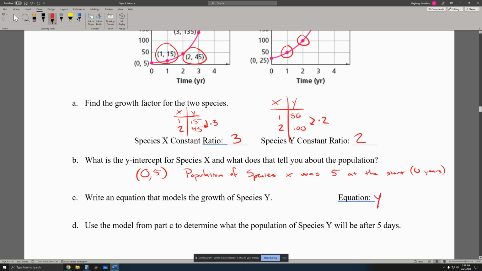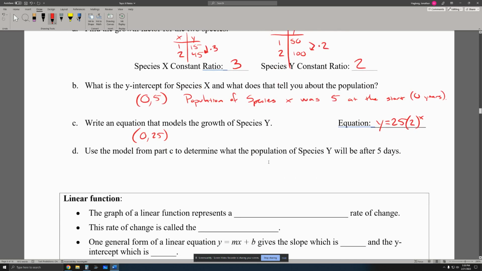For species X, species Y, part C, we want to find the equation that models species Y. So we need the y-intercept for Y. Well, we know that the y-intercept is 25. So then the equation that models species Y, the population, is the initial value, 25, times the growth factor, 2, to the x. Okay? Part D, use the model from part C to determine what the population of species Y will be after 5 years.